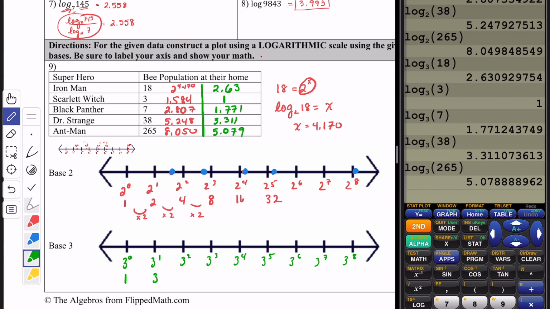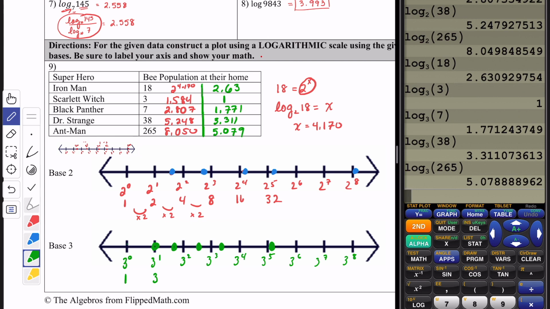So 2.63, somewhere right about there. At 1, right there. It's exactly equal to 3. 1.7, somewhere right around there. 3.3 and 5.07. So there we go, base 3.